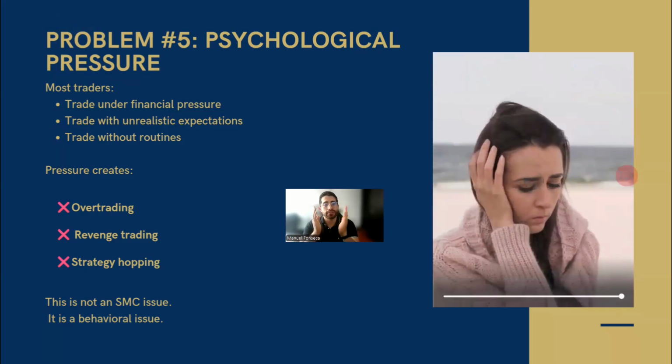So, psychological pressure. This is one of the most complex to identify, because once you get your strategy well set up, or framed, let's say, the next step is to understand your psychological pressures, right? Most traders trade under financial pressure. Something I'm going to make a video about later. So, trading with unrealistic expectations.